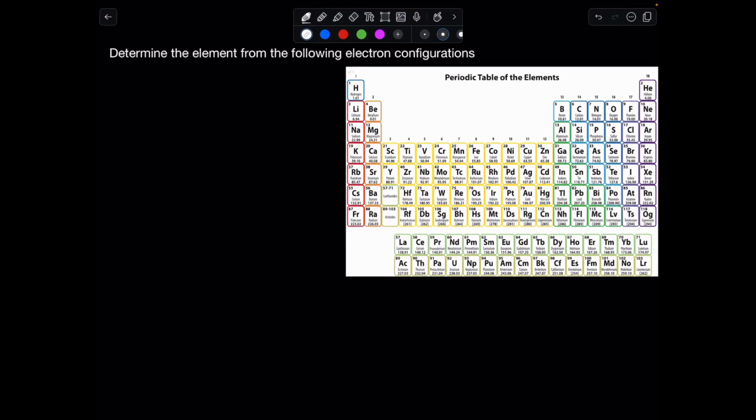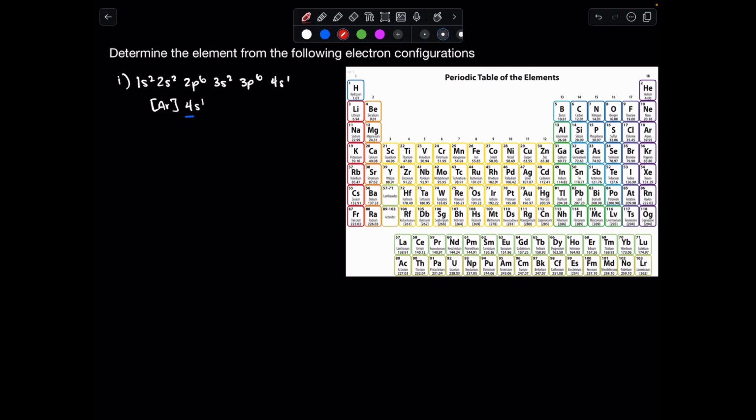In this video, we'll be determining the element from the following electron configurations. So our first example will be this one. We have 1s2, 2s2, 2p6, 3s2, 3p6, 4s1. We could also put this into shorthand, which would be [Ar] 4s1. Either one will work. Now the short way to find this is we're going to use three pieces of information.